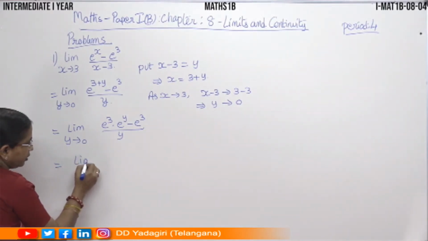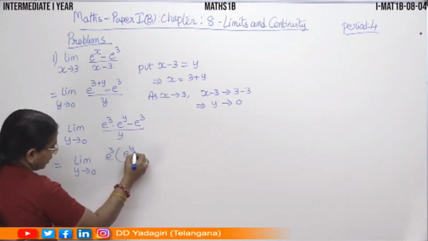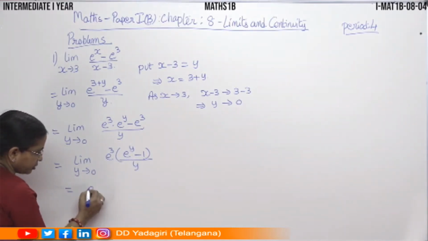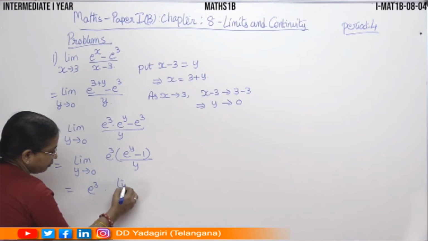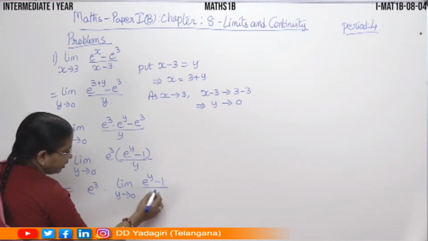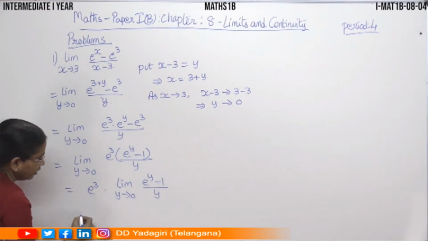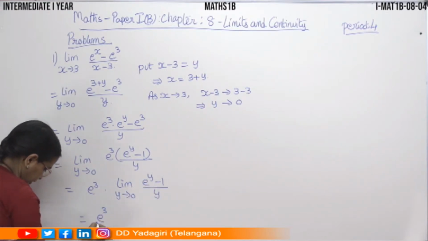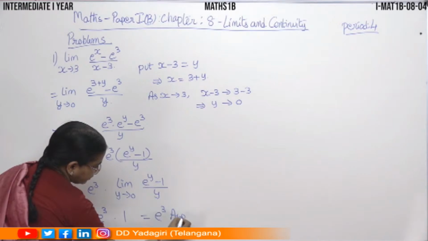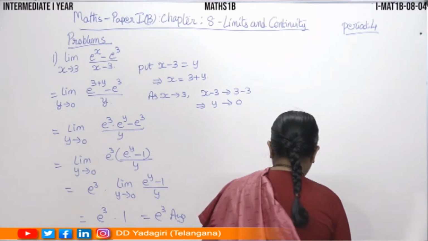Now take e^3 common. e^3 into (e^y minus 1) by y. e^3 is a constant, so you can write it outside. e^3 into limit y tending to 0 of (e^y minus 1) by y. This is in the form limit x tending to 0 of (e^x minus 1) by x. Instead of x, you have y. So its value is 1. So it is equal to e^3 into 1, that is e^3. That is the answer. Okay, next problem.